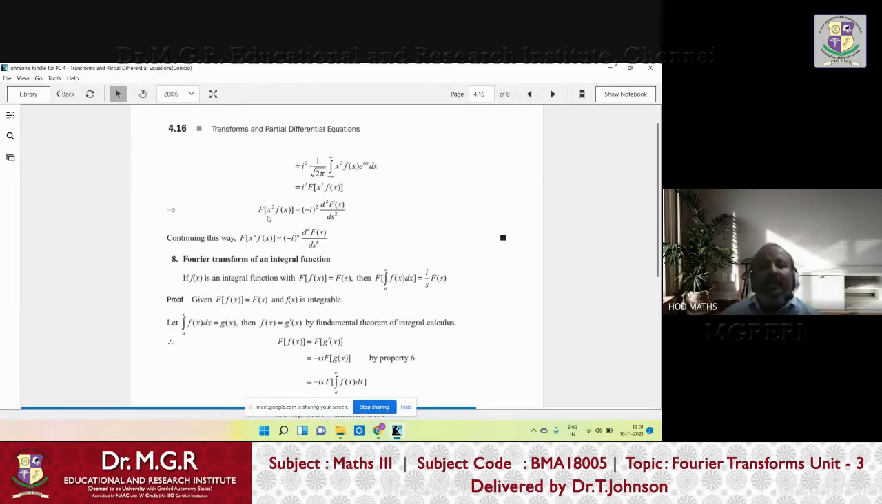So in general, after differentiating n times with respect to x on both sides, the Fourier transform of x power n times f of x can be written as minus i the whole power n, times the nth derivative of F of s. What is the meaning? Suppose you want to find the Fourier transform of x power 5 cos x: simply find the Fourier transform of cos x, differentiate 5 times and multiply with minus i power 5. That is the meaning of this property, right?